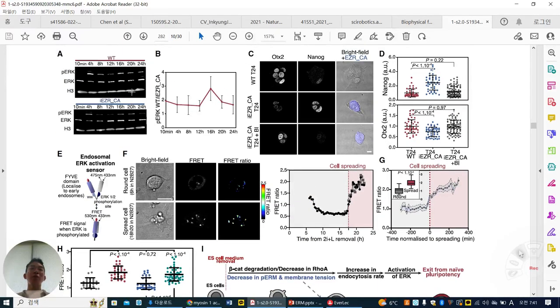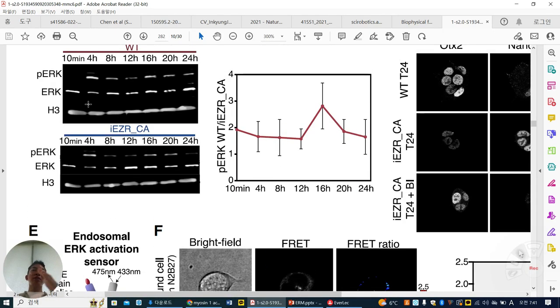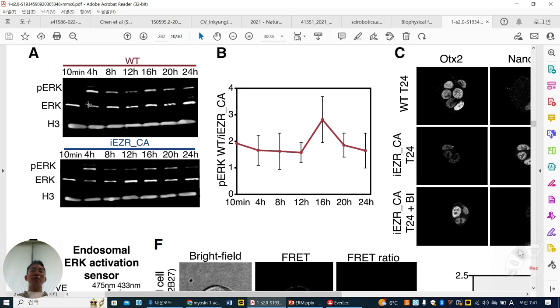Okay, so we come to know about beta-catenin and phospho-ERM, and then endocytosis. So here, as a final biological pathway, what kind of biological pathway is involved? From the literature survey, they just shotgunned this phospho-ERK. In wild type, while they are spreading, phospho-ERK is maintained, but in the azurin-activated cell condition, phospho-ERK is a little decreased.